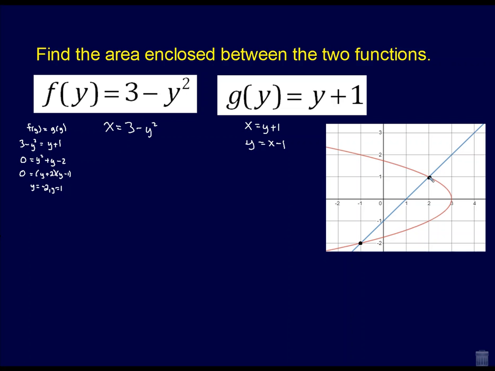I've gone ahead and marked them, and I set f of y equal to g of y to algebraically solve. And I set 3 minus y squared equal to y plus 1. And getting all that on one side, it gives me y squared plus y minus 2 equals 0. And I got one I can easily factor down and get y equals negative 2 and y equals 1.